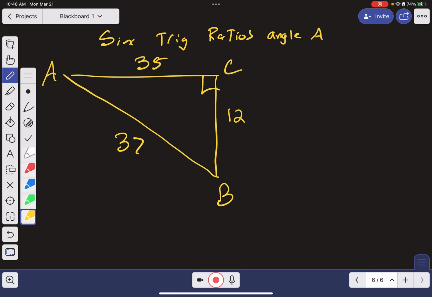Label first, label first, label first. We're going to spend quite a lot of time on this the next 2 days. If you can't label them, identify the opposite, adjacent, and hypotenuse, it becomes a bit of a pain.